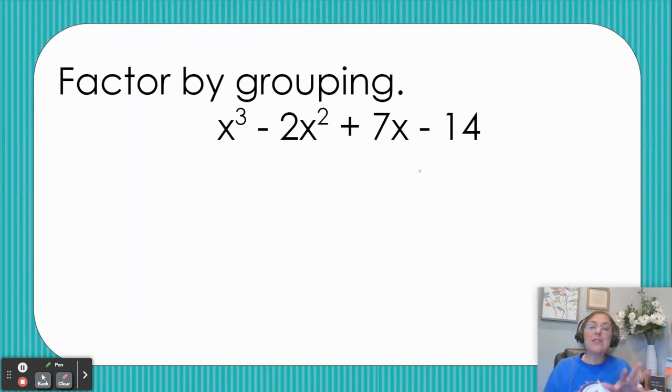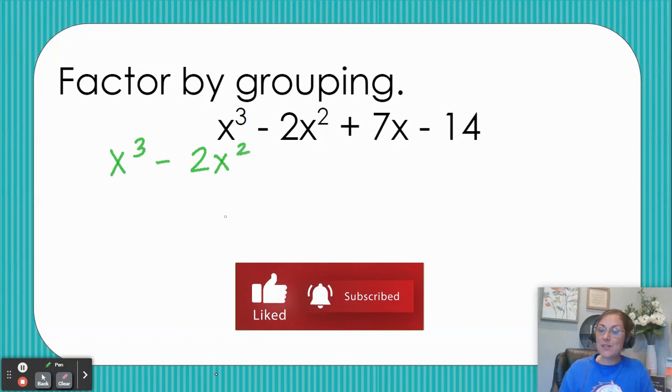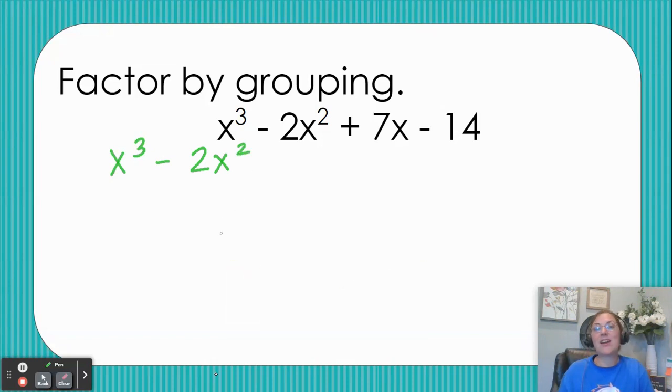Now, factoring by grouping generally is the technique we use when we have at least 4 terms in our expression. So I'm going to focus on the first 2 terms, the x to the third and the 2x to the second. And I want you to think, what is the greatest common factor of these 2 terms? So I notice that they both have an x to the second. I'm going to put that x to the second in front. And I'm going to fill my parentheses with what I get when I divide each of those terms by that x to the second.